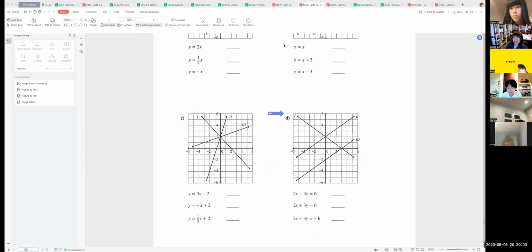Okay, so let's take a look at number C, boys and girls.